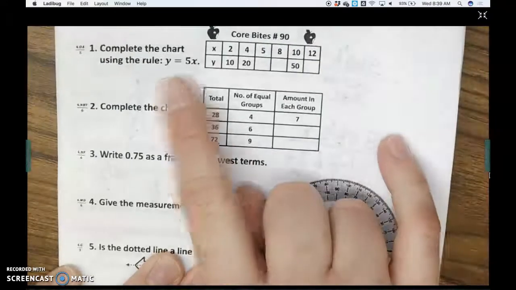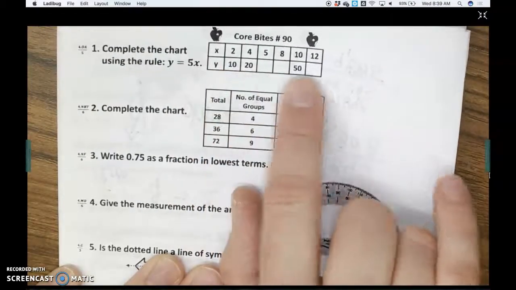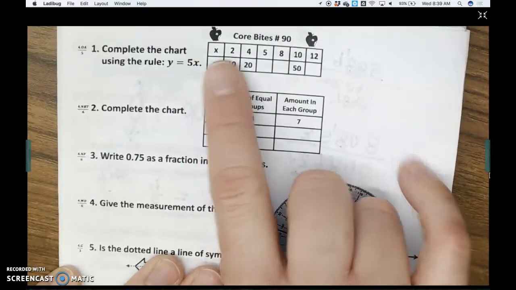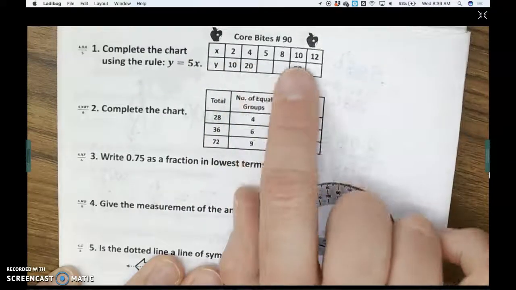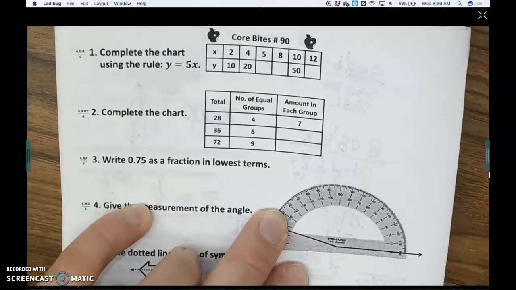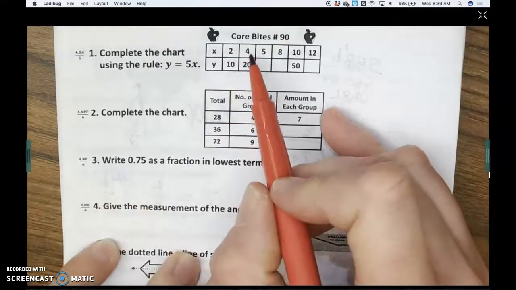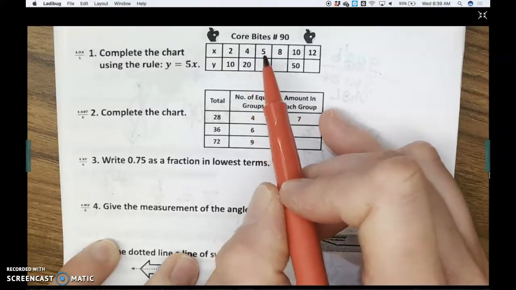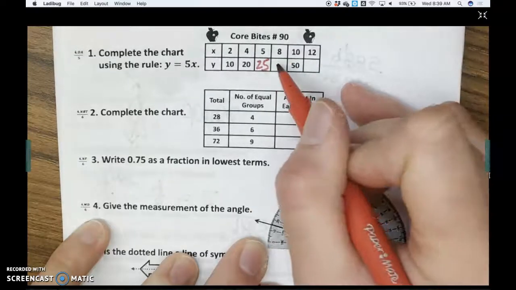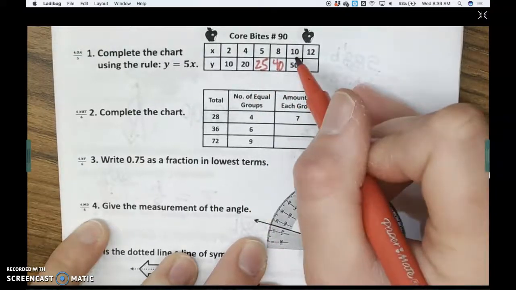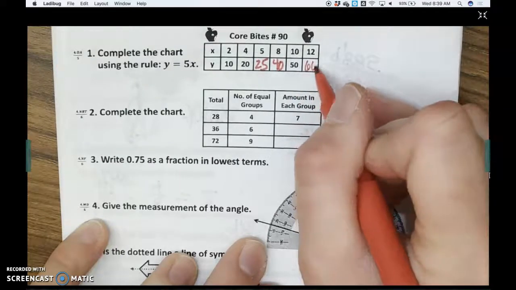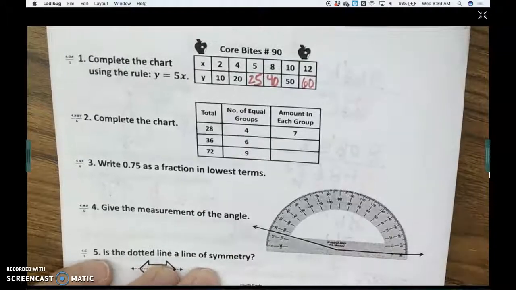So Y, the bottom numbers, you find those by following the rule, 5 times X. So 5 times all of those numbers. Each of those numbers will give you your answer, okay? So, for the first one, 5 times 2 is 10. 5 times 4 is 20. 5 times 5 would give you 25. 5 times 8 would give you 40. 5 times 10 would give you 50. And 5 times 12 would give you 60. So that's how you find those.